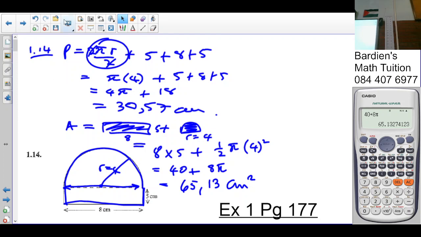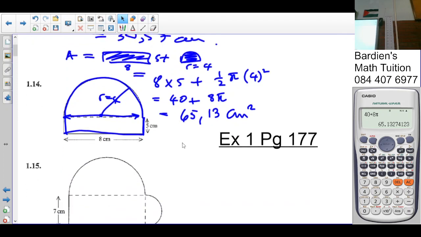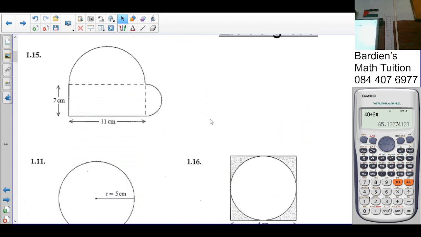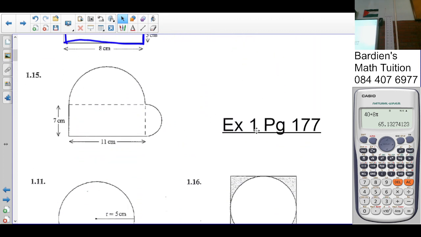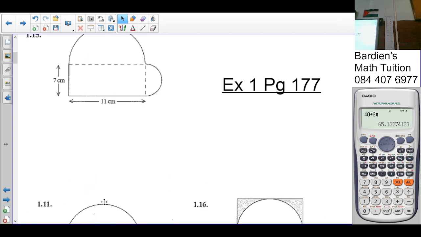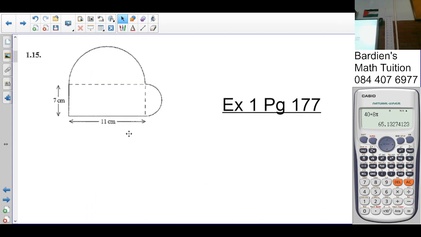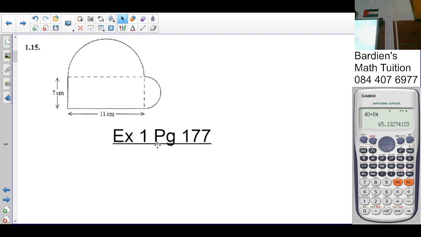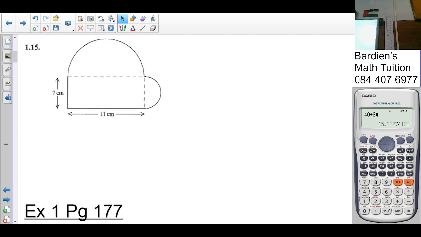Then let's look at the next question. 1.15. So 1.15 is a bit more complex. Let's move this down a bit. Okay, in question 1.15, we're looking at the perimeter. Let's start here. You know what? 7 plus a semicircle.